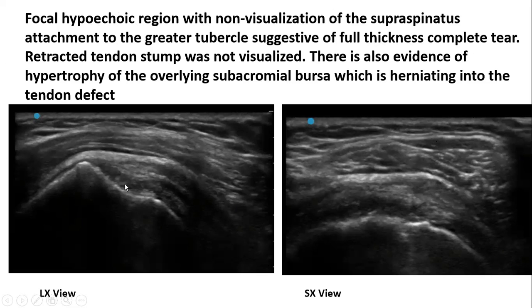Sometimes you can see the retracted stump balling up here. In that case, you can put the caliper and measure the retraction, but sometimes it's not visible because it has retracted far more proximally. So you can say it has retracted proximally and is not visualized. And then there is evidence of hypertrophy of overlying subacromial bursa, which is herniating into the tendon defect. So yeah, you covered all the points, Vicky.